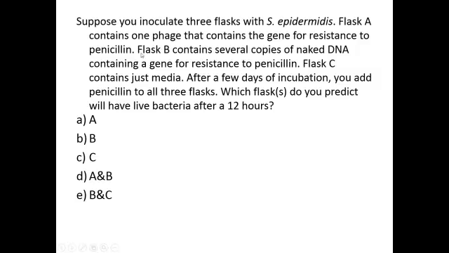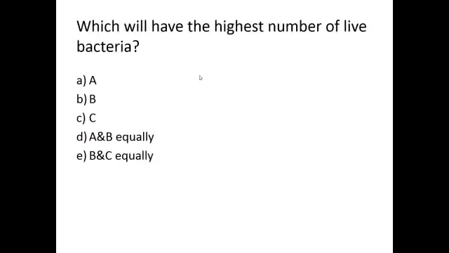Now, here in flask B, we're talking about transformation. Naked DNA being picked up by the Staphylococcus epidermidis. So once again, each of the cells that manage to pick up the copy of the gene for resistance to penicillin, when it divides, it's going to produce daughter cells that are also resistant. So the answer is D. It's A and B.